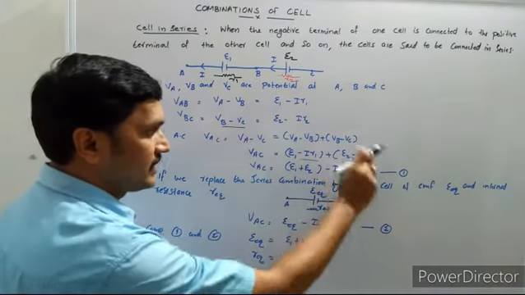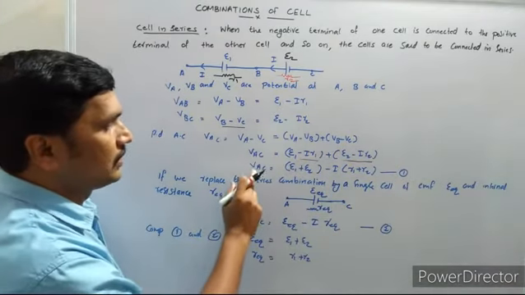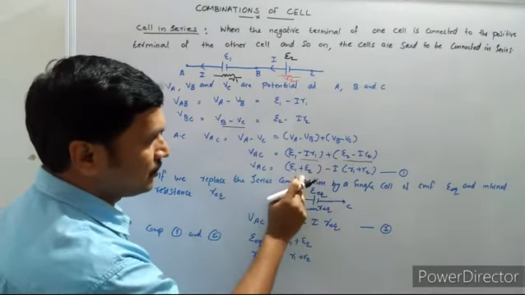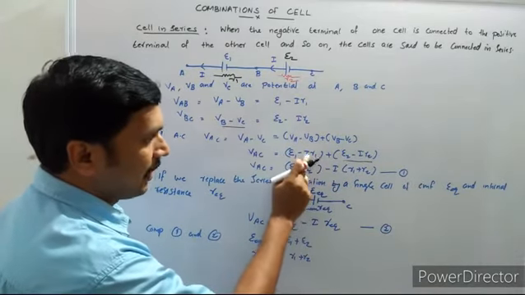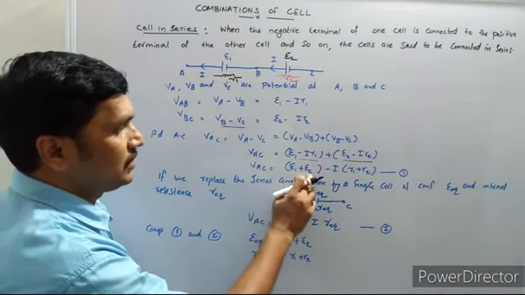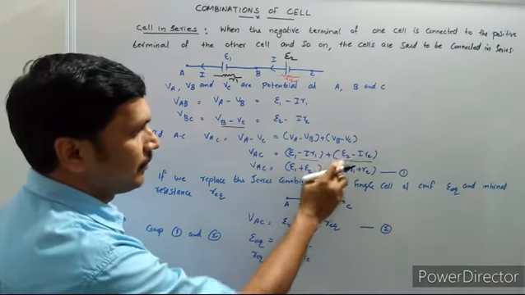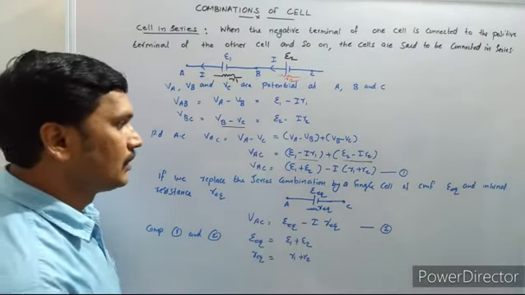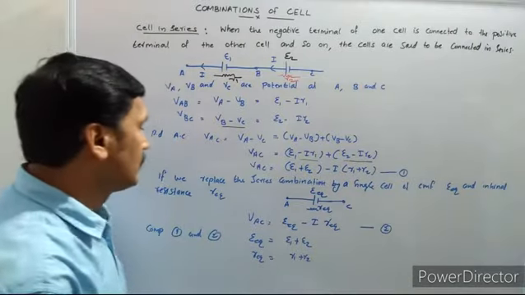Just rearranging this equation, we get VAC equal to E1 plus E2 minus I into R1 plus R2 in brackets. Call this equation 1.